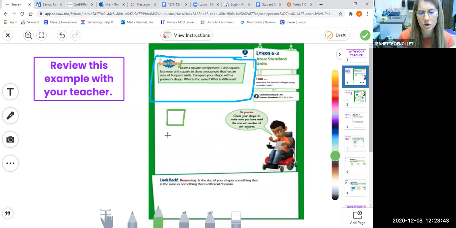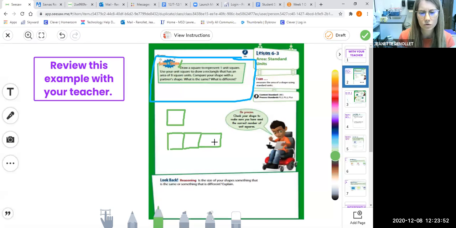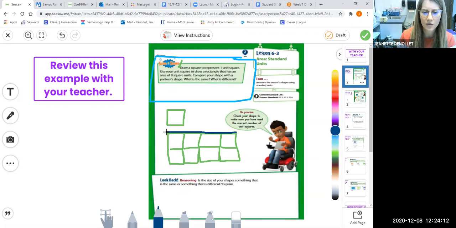Okay, so I'm going to draw 1, 2, 3, 4, 5, 6, 7, 8. And then I'm going to outline my rectangle in a different color to show that I created a rectangle.